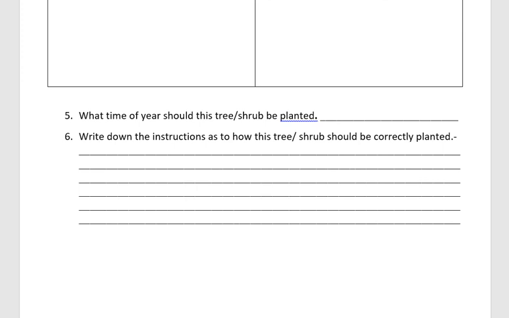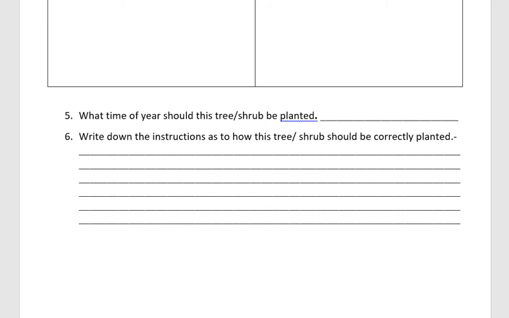Next part said, what time of year should this tree be planted? So this is really important. We want to try and find a plant or tree that you can plant in the garden around this time of the year. Ideally, we're going to get you to go planting some of these in your gardens during the midterm. So try and find something that you can plant around February, March, April time.